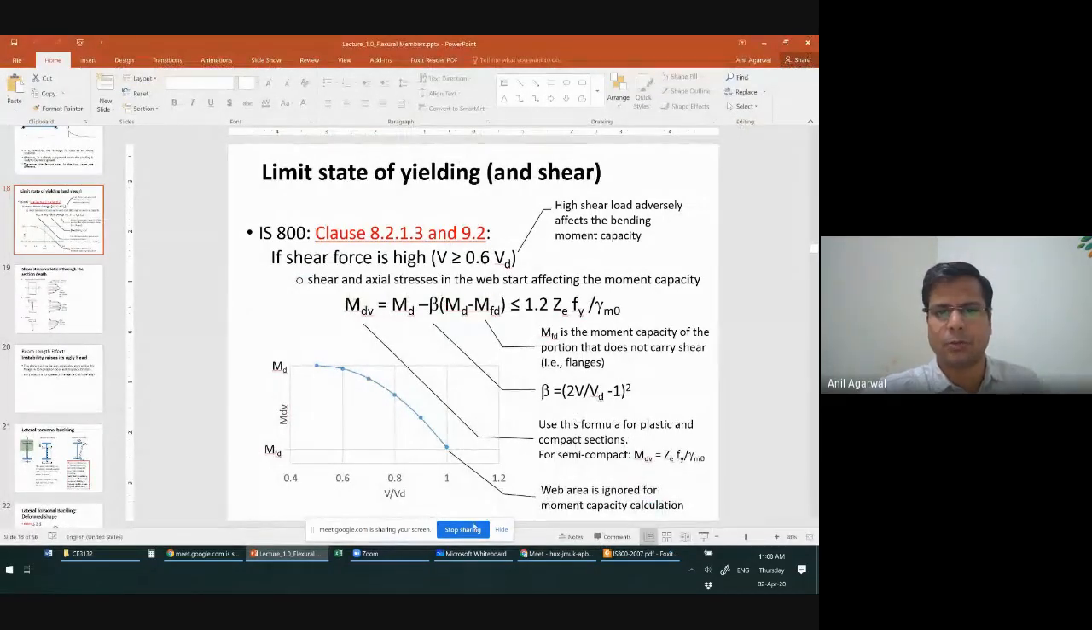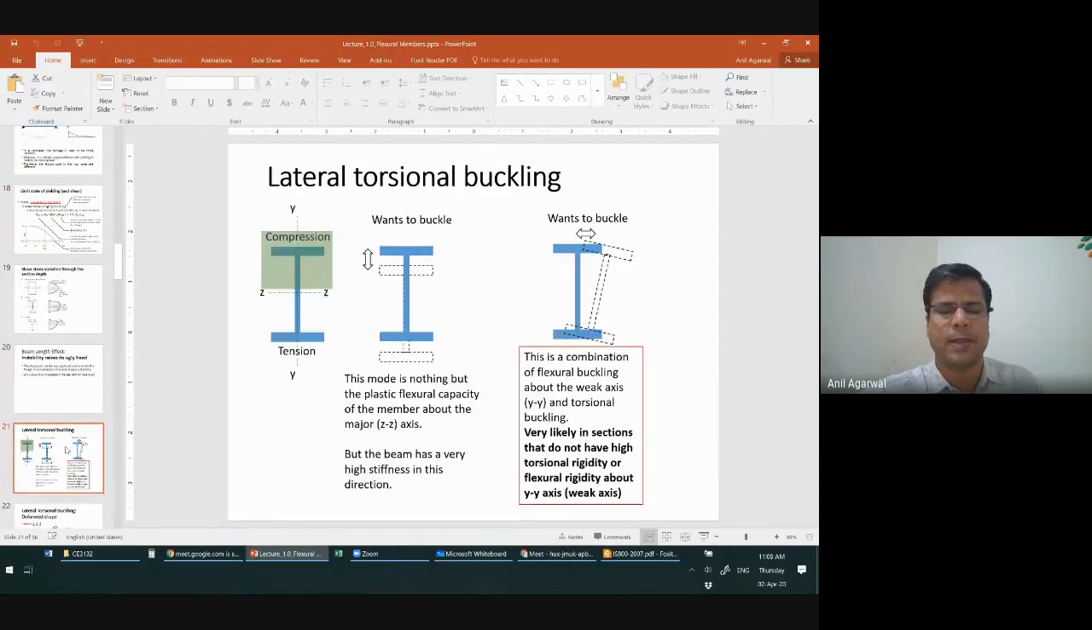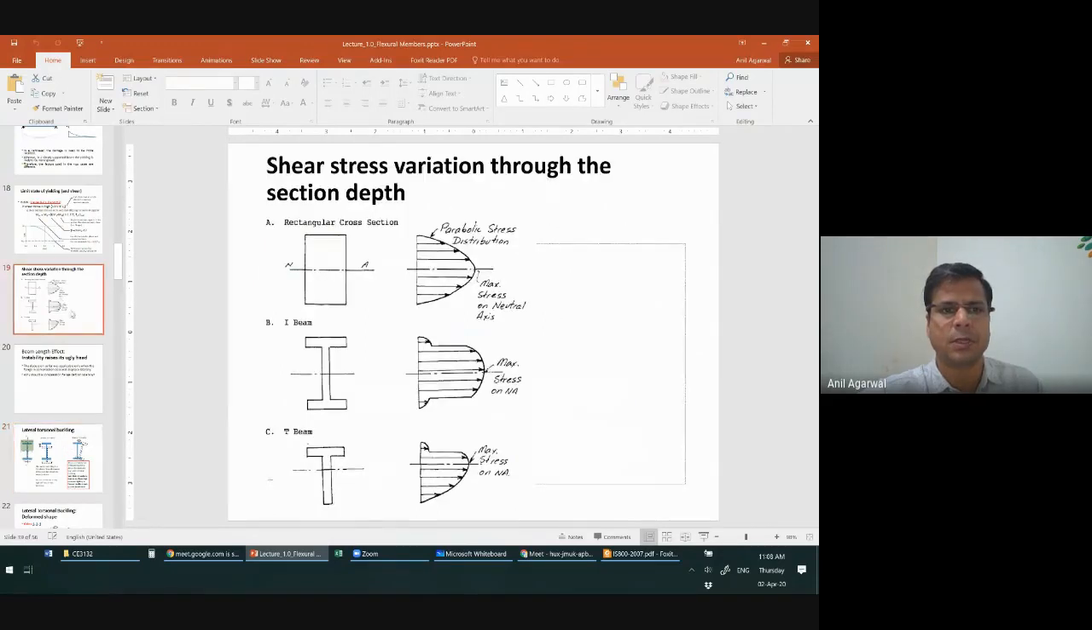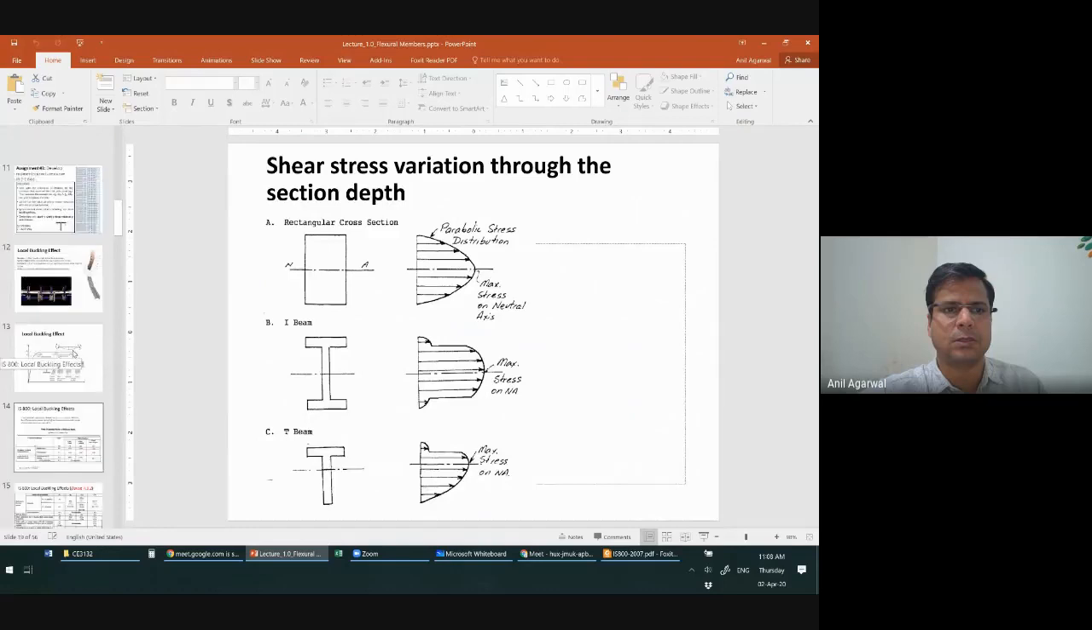This is where we had stopped, right? We had started discussing a little bit about lateral torsional buckling of beams. But just to recap quickly, there were a couple of things that we have discussed.